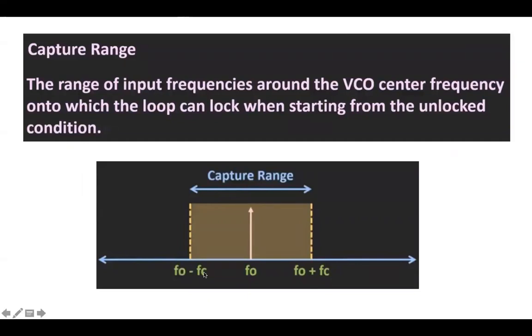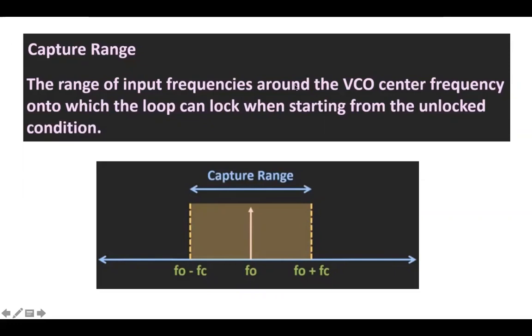Now you can see in the next slide where the capture range we are talking about is F0 minus FC. So this is my lower end of the frequency, and F0 is the center frequency. Remember, we were discussing about this F0 in filters. And here we have F0 plus FC. So this is the cutoff frequency. So this full thing here becomes my capture range.